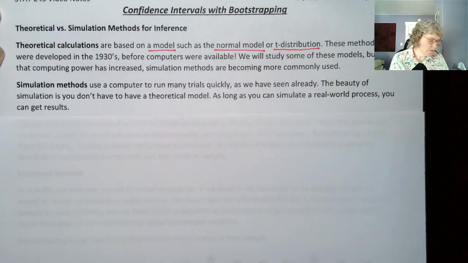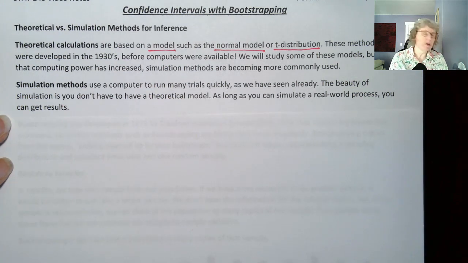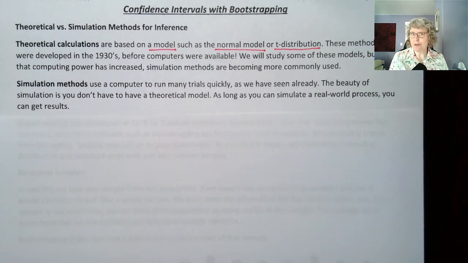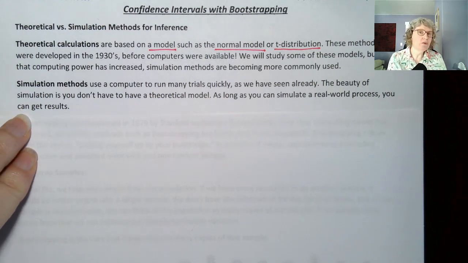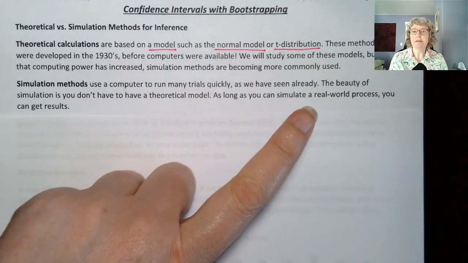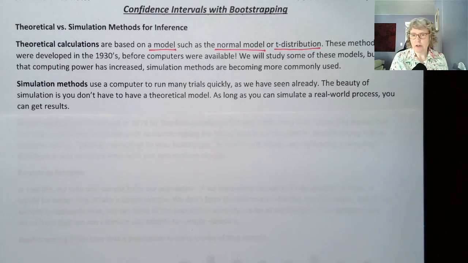Now, simulation methods, you've seen some of this already. Use a computer to run many trials quickly. Of course, you can flip coins or use dice or anything like that, but if you want to do a lot of trials, 1,000, 2,000, it's probably best to use a computer to do that. The beauty of simulation is you don't have to know the theoretical model or have a theoretical model. As long as you're simulating the real-world process, with a deck of cards or coins or spinners or anything like that, then you can get results, okay? So there's a little more flexibility with the simulation, but the theory can be nice as well.